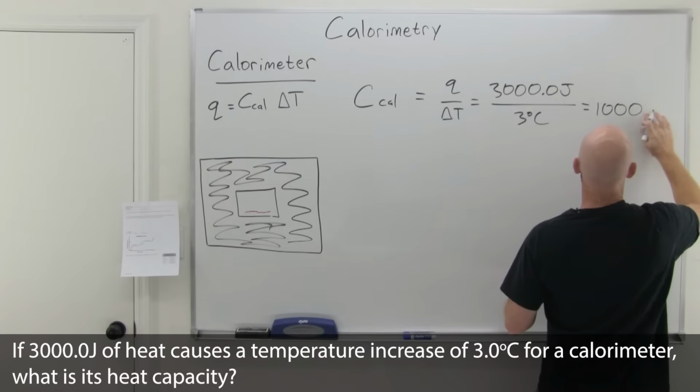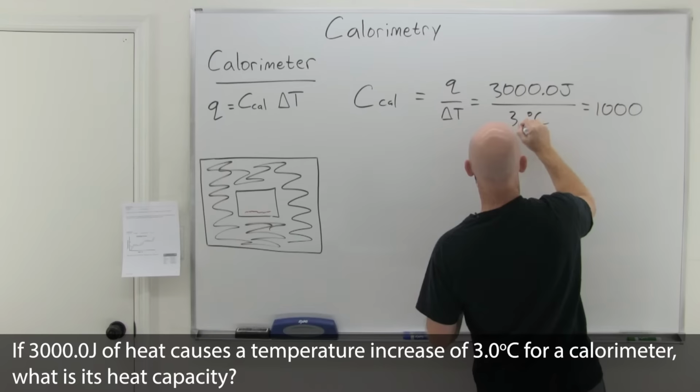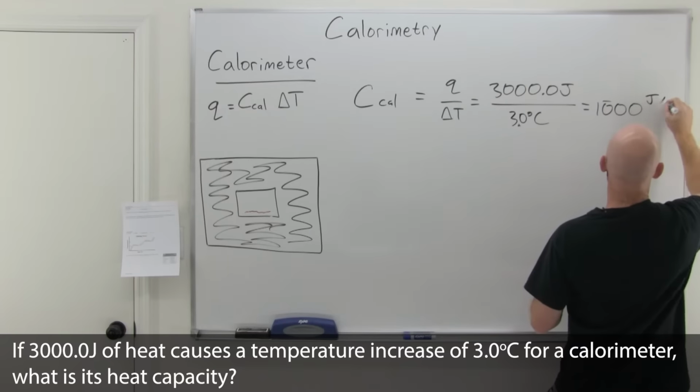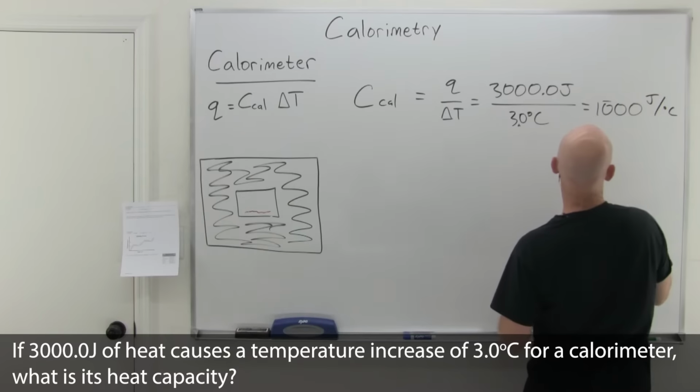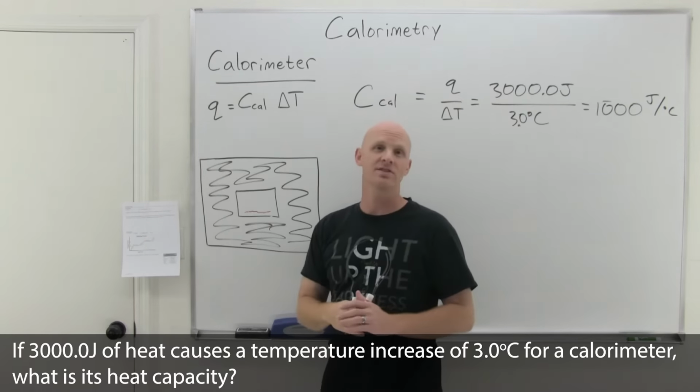And technically, we only need 2 sig figs. This is supposed to be 3.0, so I'll put a cap on that. But sig figs are not my main point of interest here. But 1,000 joules per degree Celsius would be the heat capacity of this calorimeter.